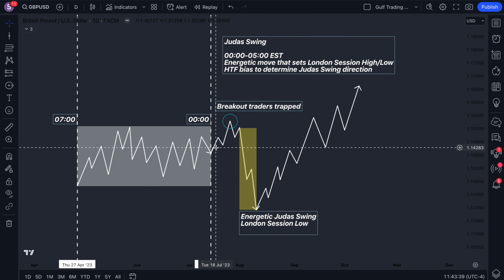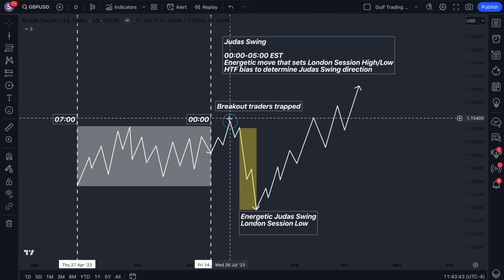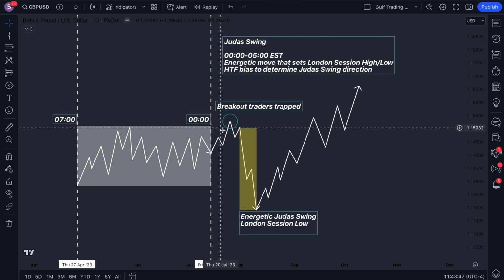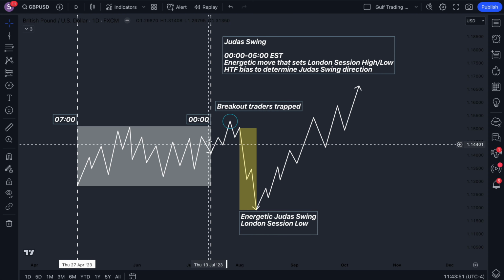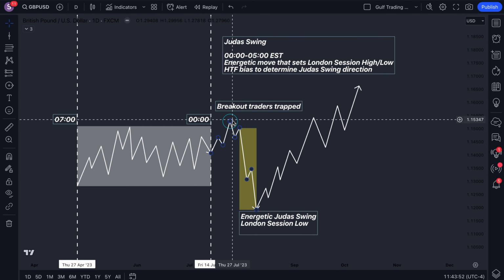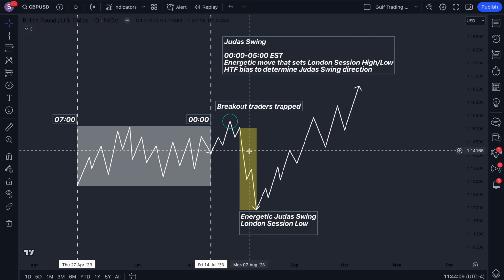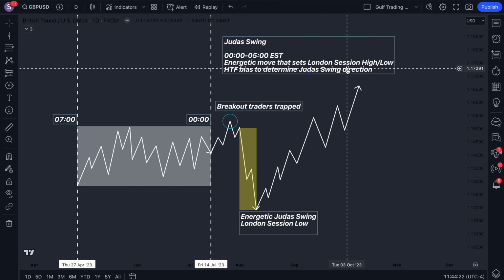But the first thing that you're looking for in your setup, in this case because we're bullish, is looking for price to go above the Asian range, and what it's doing is trapping breakout traders. So anyone that's got buy stops up here, hoping that when price breaks above the range, it's going to continue higher, they're going to get trapped because they're now in buy trades and the price is going to shoot down. And so this is the first sign that you're looking for to show that a Judas Swing might be coming. But then obviously the main point of this setup is this Judas Swing, and it is an energetic move that often sets the London session high or low. And that is exactly what we're looking for.